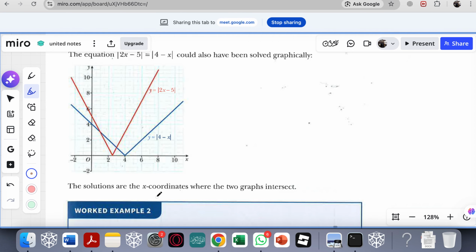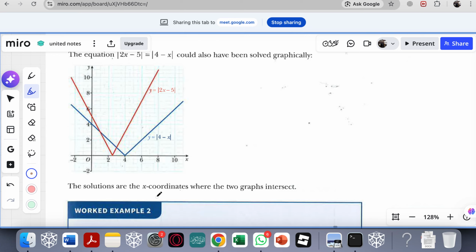We can also plot this one: y equals the modulus of 2x minus 5, plot the graph, and then plot the graph of the modulus of 4 minus x, the positive one, and see where x is 3 and 1. So this is a graphical solution using graphs, okay, but you can use any method that you deem fit that is understandable.